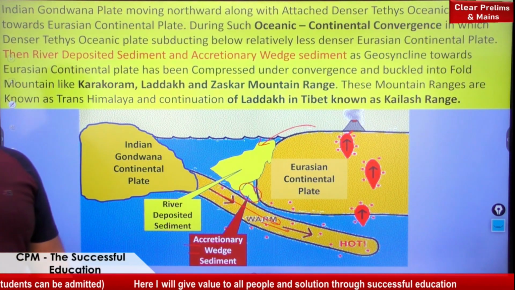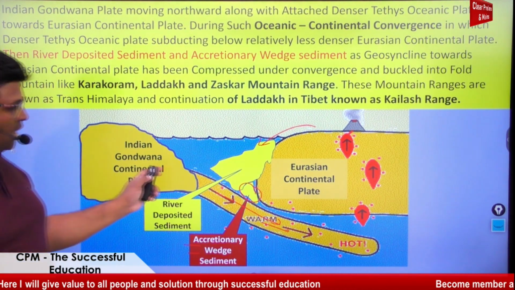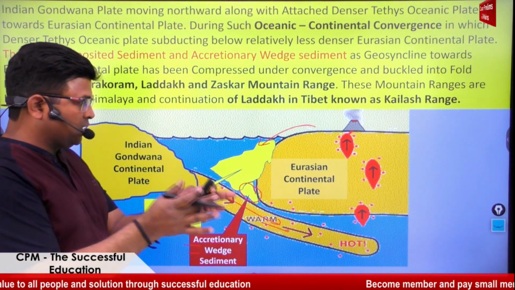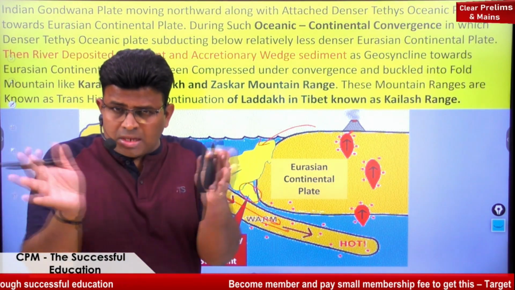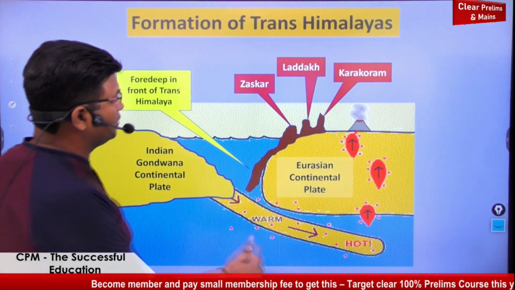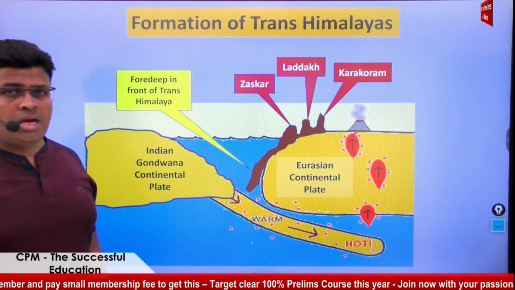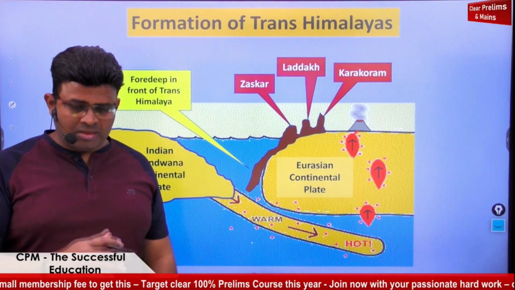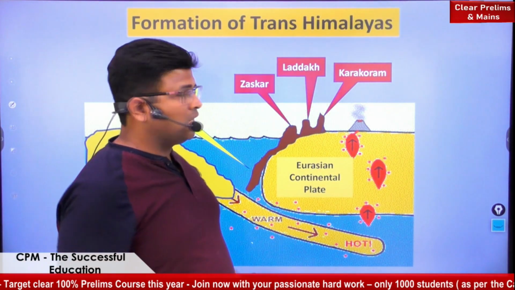When these two sediment deposits come closer, under the ocean-continental convergence, compression takes place, and this compressional force led to the buckling of the mountain in the form of Karakoram, Ladakh and Zaskar. And the Kailash range is also a part of the Trans Himalaya, a continuation of Ladakh.